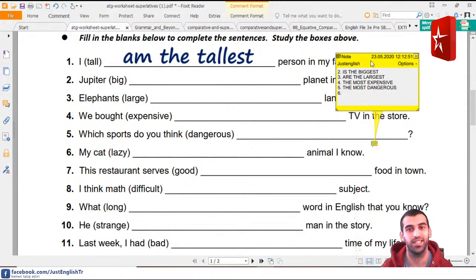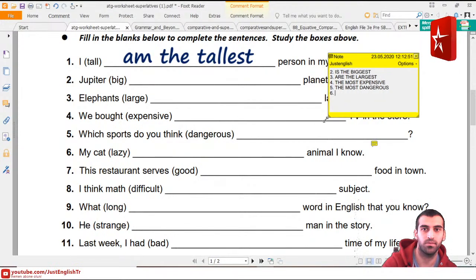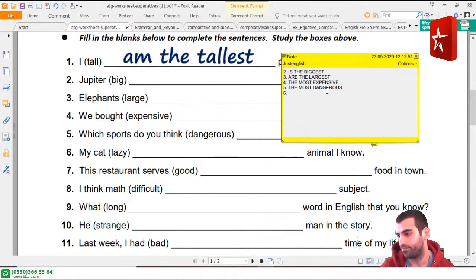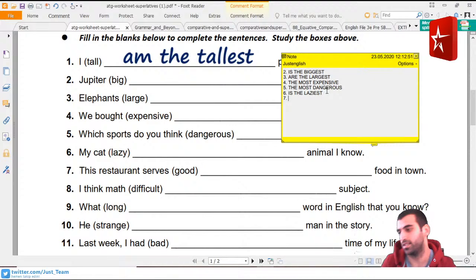My cat. Number 6. Ayşe Yenilmez says hiking. Yes, my cat is the laziest animal I know. Yes, is the laziest. The laziest. Yes, laziest is the correct answer. "Is the laziest" is the correct answer. Great, great, great. Number 7.